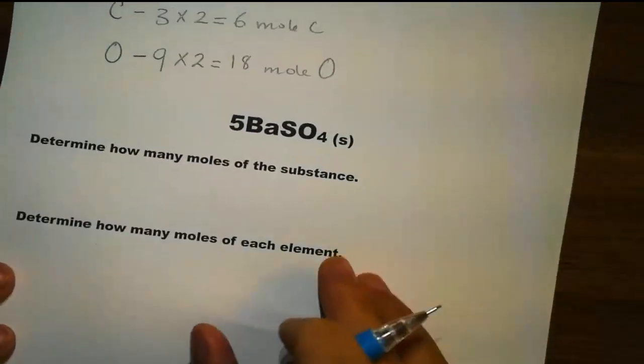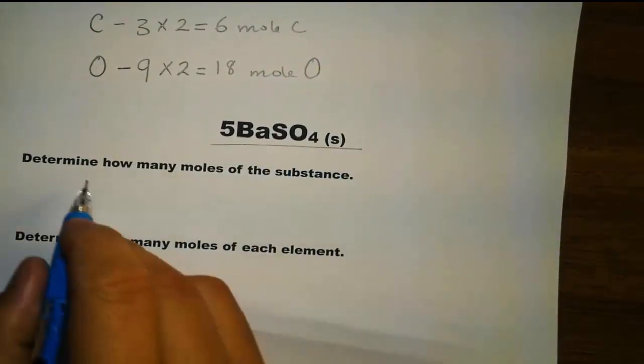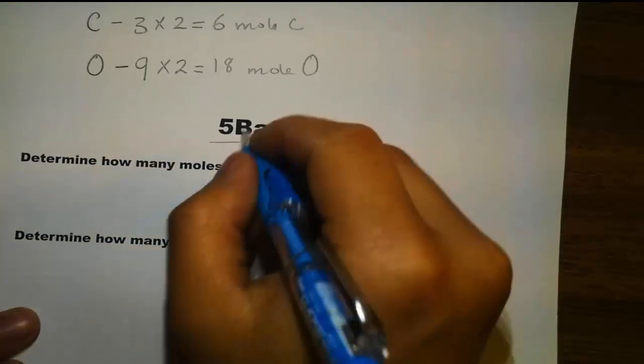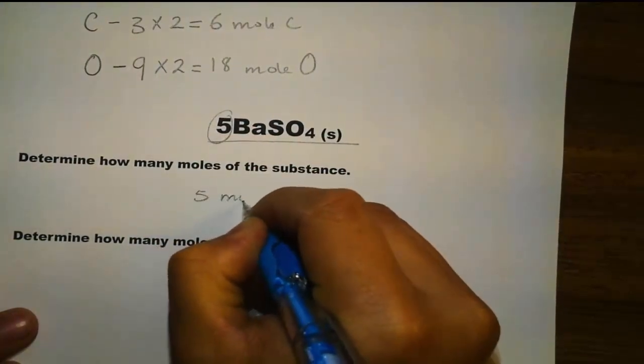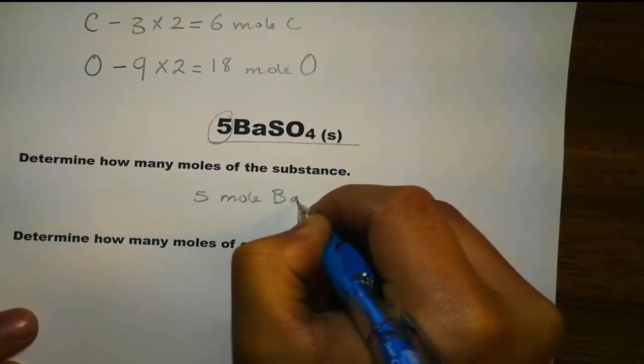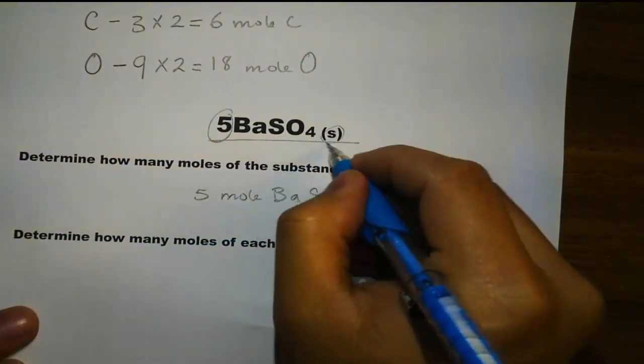Let's try another problem. Here we have this chemical formula right here, and it asks you how many moles of a substance. Well, of course, that coefficient right there tells you there are 5 moles of BaSO4. Okay, and this is a solid.